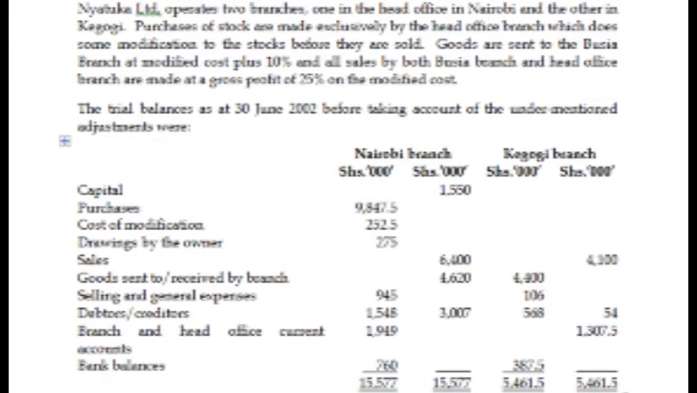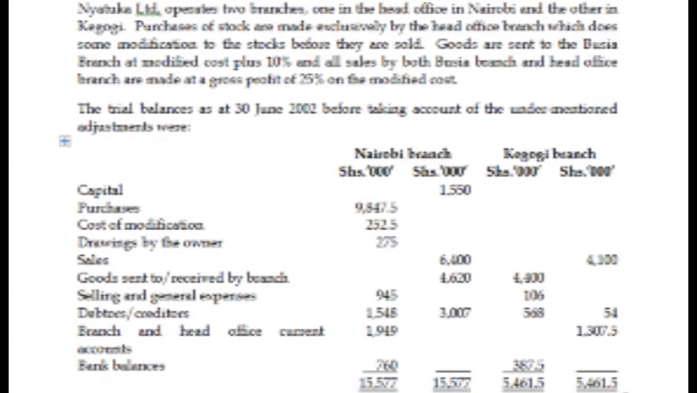Purchases of stock are made exclusively by the head office branch, which does some modification to the stocks before they are sold. Goods are sent to the Busia branch at modified cost plus 10%, and all sales by both Busia branch and head office branch are made at a gross profit of 25% on the modified costs.